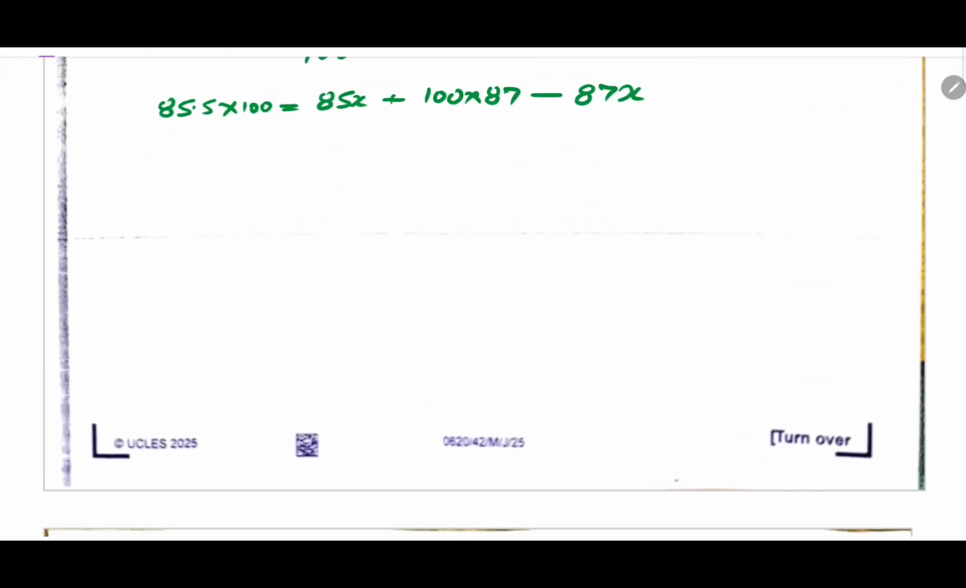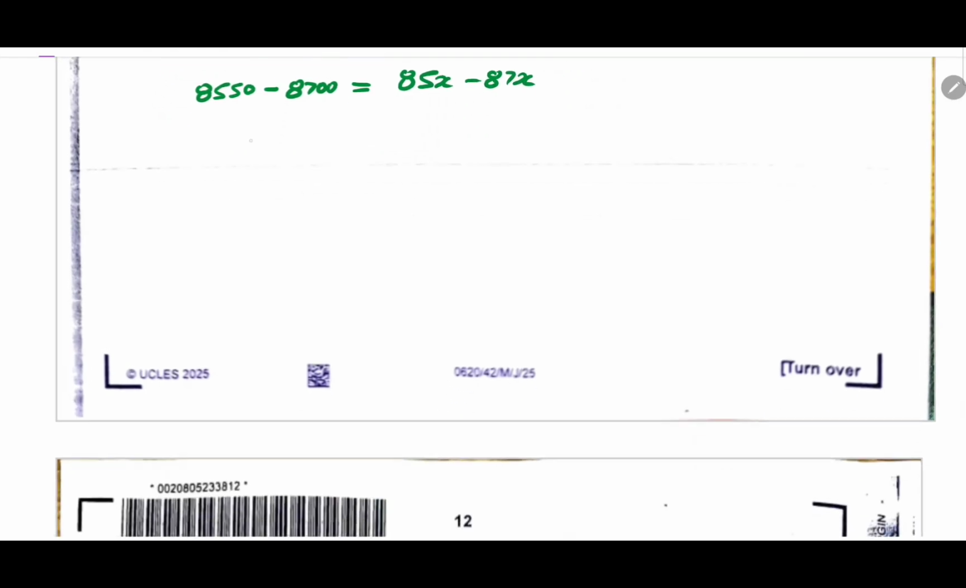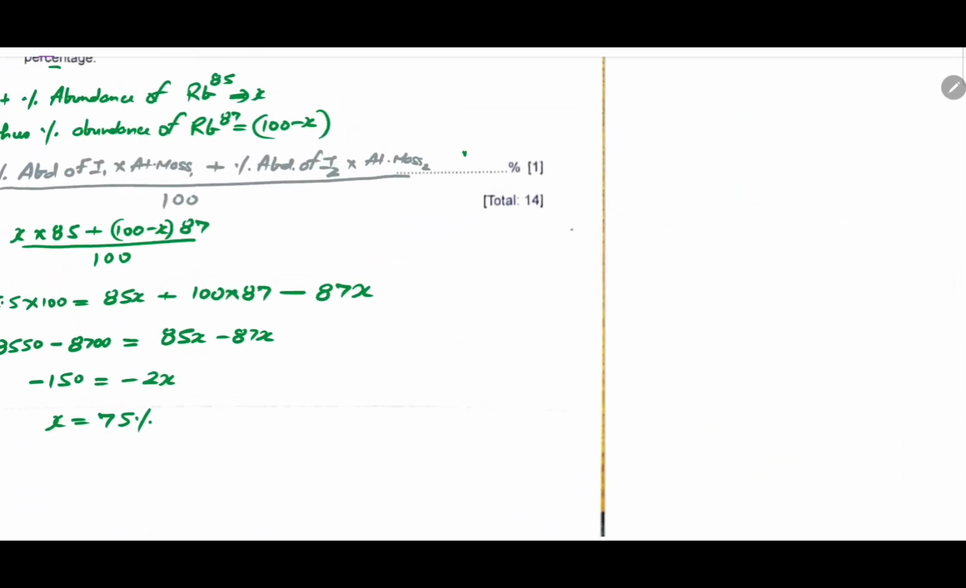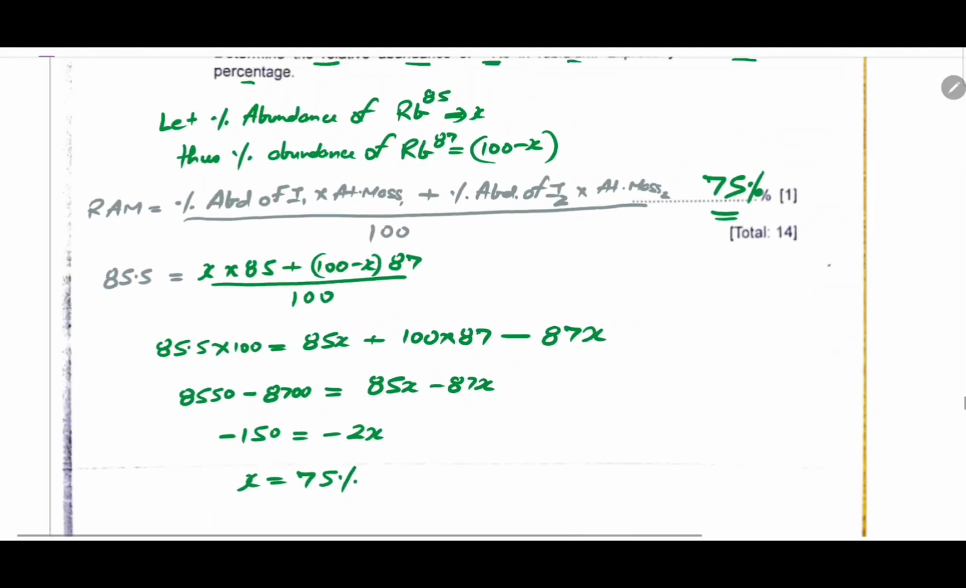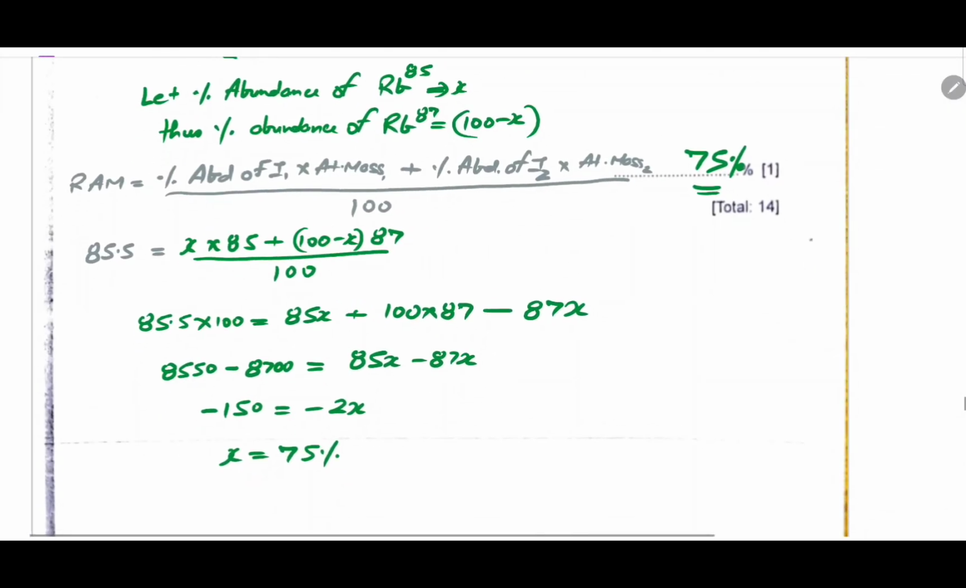Rearranging and solving, I get 8550 minus 8700 equals 85X minus 87X. I can say minus 150 equals minus 2X, so X equals 75%. It means the percentage abundance of isotope 1 is 75%. That should be the answer for this question: 75% is Rb85 and 25% is Rb87.